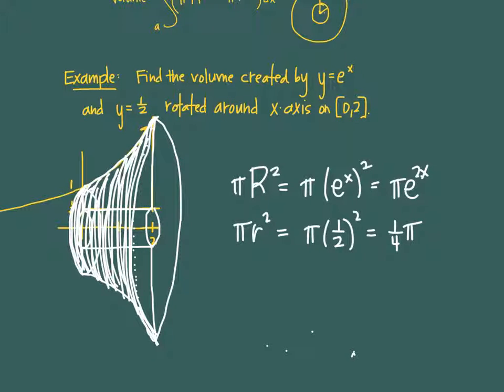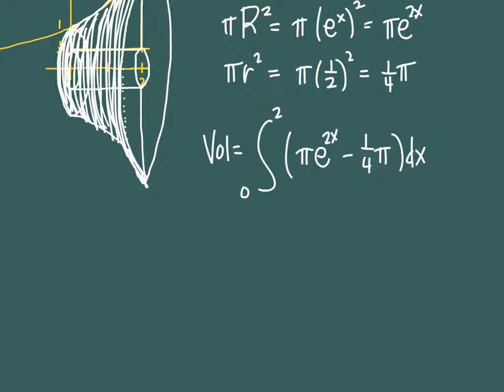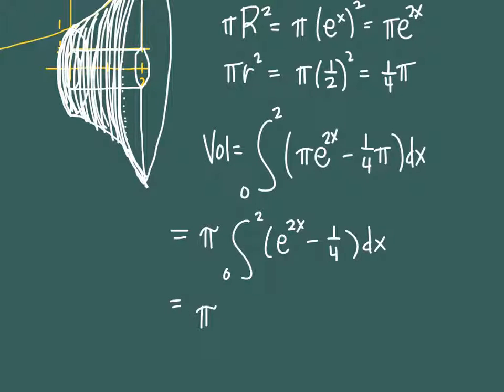And so if we want to make this into an overall volume, our volume would be the integral on the boundaries from 0 to 2 of parentheses around pi times e to the 2x minus 1/4 of pi dx. I'll probably factor my pi out to the front because pi is common in both of them. So if I pull that out, I can just work on e to the 2x minus 1/4. And then I can integrate each of those without too much difficulty without my calculator.